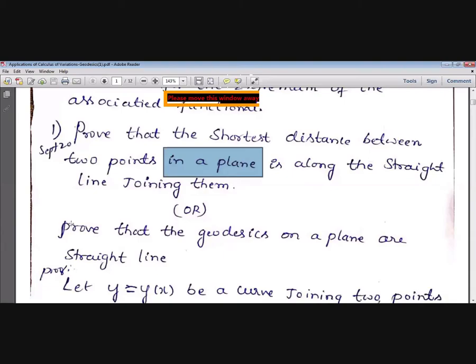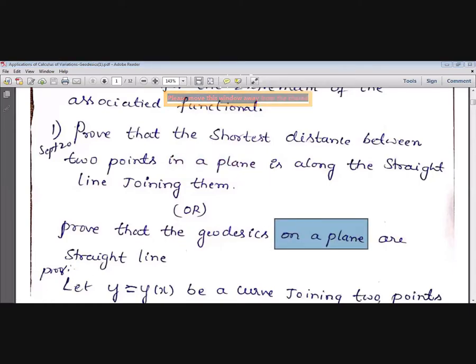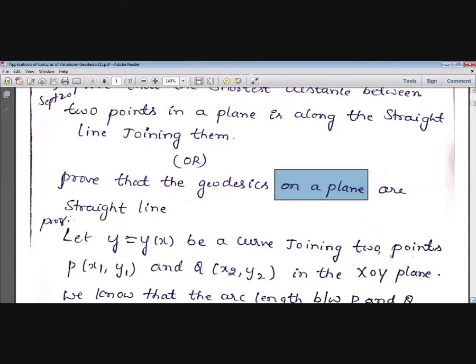Or they can also give it like this: prove that the geodesic on a plane, this is very important, on a plane is a straight line. Let y equal to y of x be the curve joining 2 points P of x1 comma y1 and Q of x2 comma y2 in the xy plane.